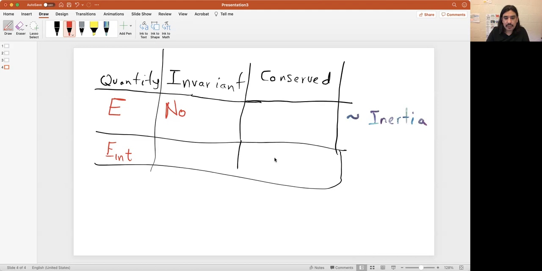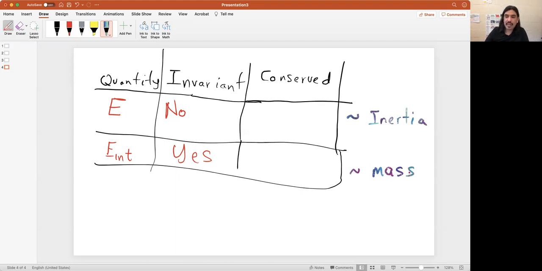And the majority this time said yes. Exactly. And the answer is yes. So in this case, the internal energy is not related to the motion of the object, right? So the internal energy is more associated with the mass. So it's associated with the mass of the system.